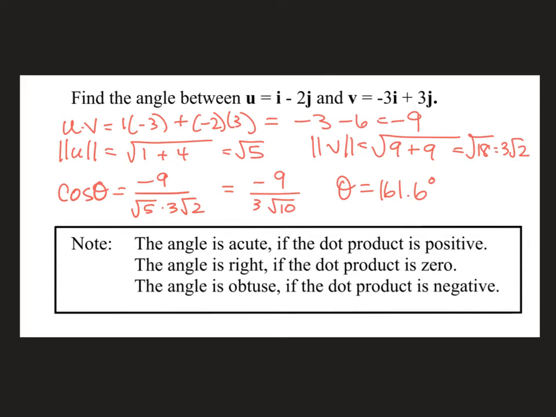Okay, here's the answer. The angle is 161.6 degrees. What was really important about this problem is when you did the dot product, you got a -9. By doing that, I knew that the angle would be obtuse because the dot product was negative, right? If you're taking the cosine or inverse cosine of a negative value, it's going to return an angle in the second quadrant.